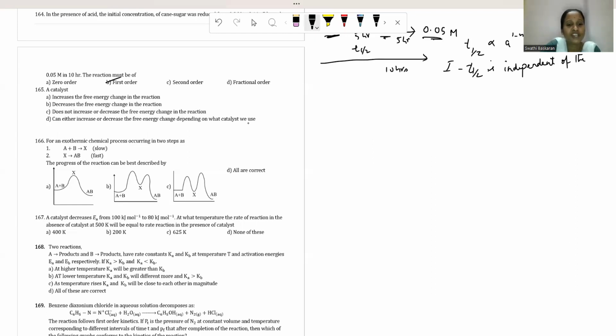See, basically, we have understood that a catalyst is nothing but a substance which just enhances the rate of the reaction without changing the extent of the reaction, and it will not affect the free energy. Based on that concept, option A and option B are completely wrong, and option D is also wrong, and option C is correct, where they are saying it does not increase or decrease the free energy change of the reaction, because a catalyst can just enhance the rate of the reaction by taking up a different mechanism which requires little less activation energy, but otherwise it doesn't change the free energy of the reaction. So option C is correct.